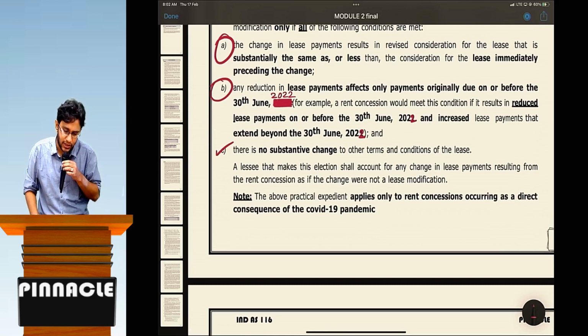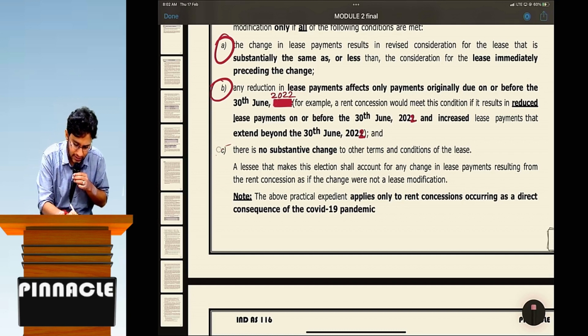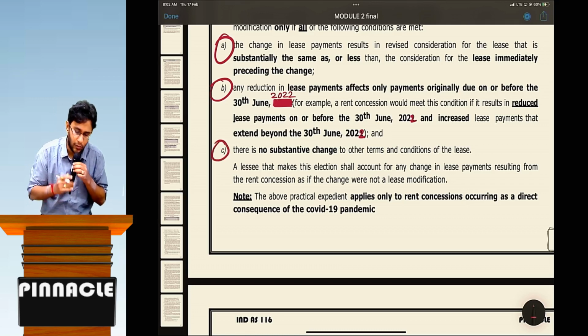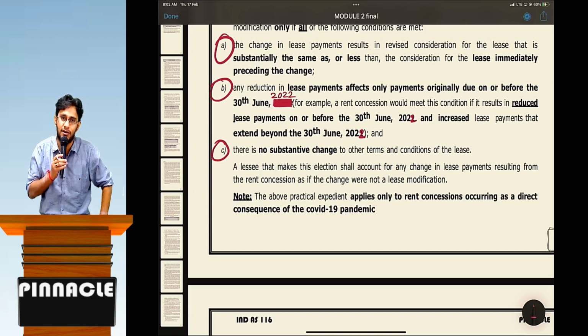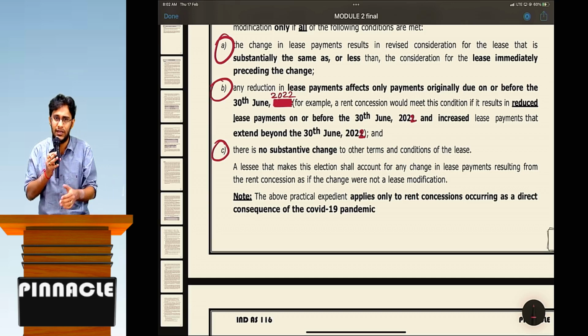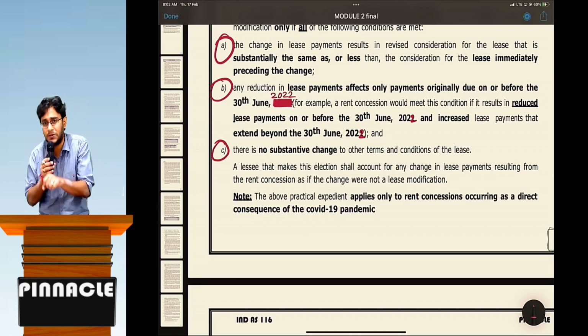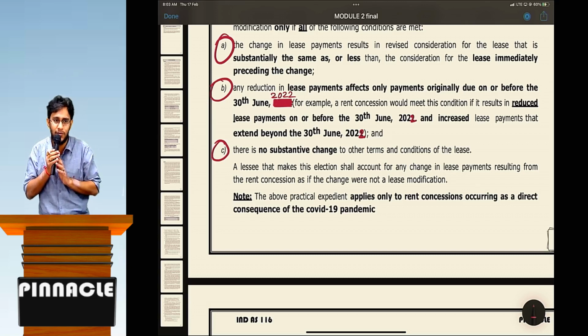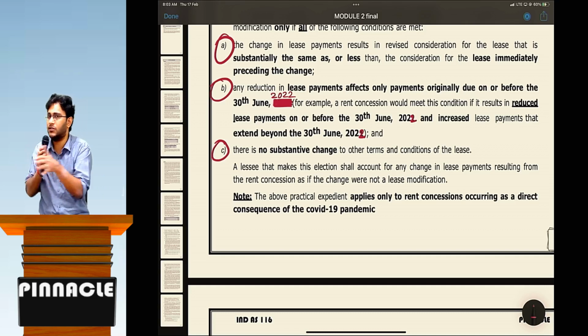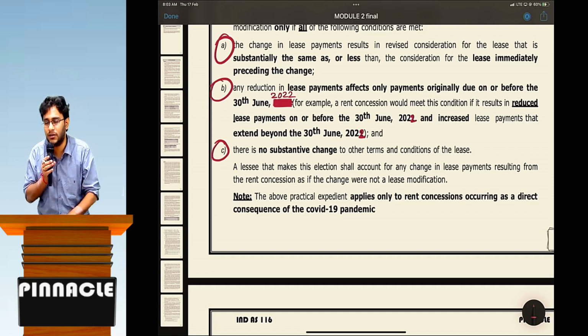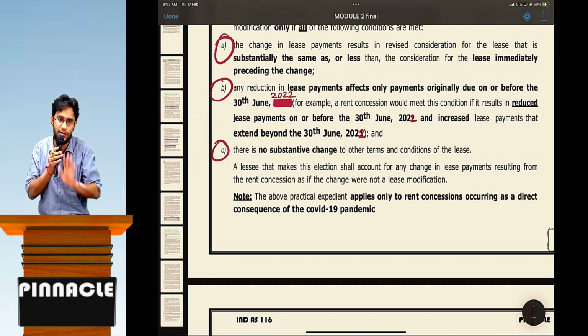There is no substantive change to other terms and conditions of the lease. So no big change should be there in the lease terms and conditions between the original lease and the revised lease. So what does substantively mean, sir? In plain language, substantively means something which is considerable, which is important, which is material. For substitution rights, we had a condition: practical ability should be there, economic incentive. Substantive is not defined everywhere. In our context they defined it, here they did not define it. So whether a particular revision is substantive or not is left to your judgment basically.